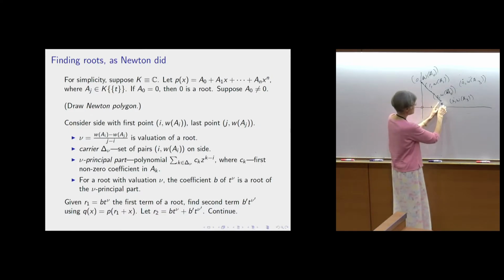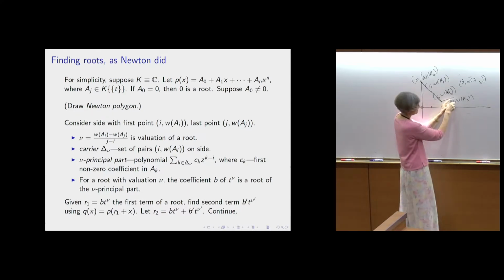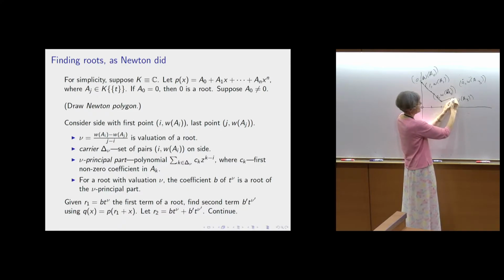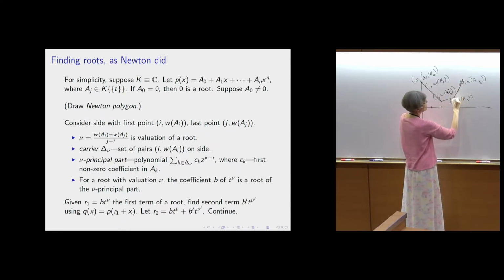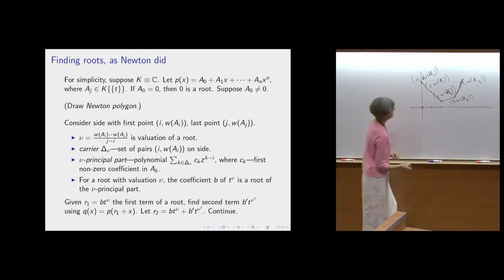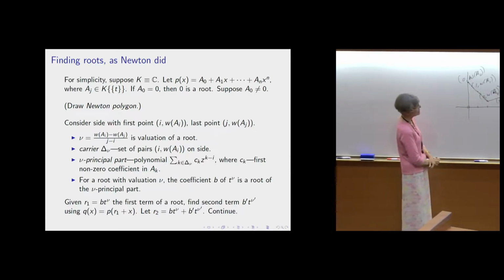And then we do the same thing. We start at this point and rotate until we hit something. So there's the second side. And then again, we would start here and rotate until we hit a point. So there's the third side. Okay, so this Newton polygon has 3 sides.